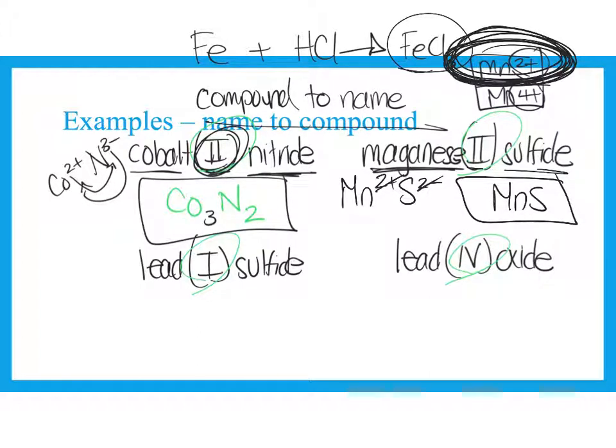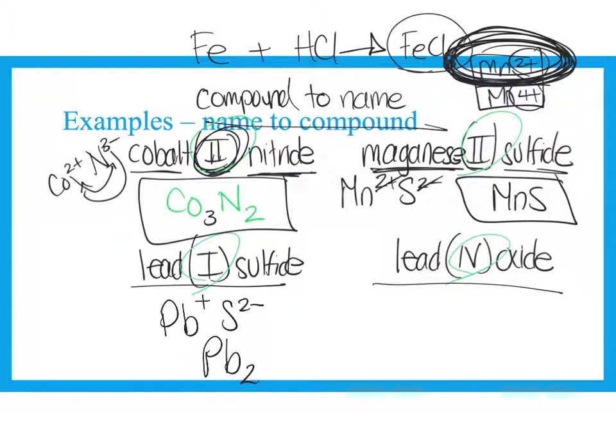Okay, the next one. Remember that you can pause the video at any time. Make sure that you can do them first before I do them, and make sure that you're on the right track. Lead is Pb. It is lead 1. Sulfide is 2 negative. And so I'm going to get Pb2S as my final formula.